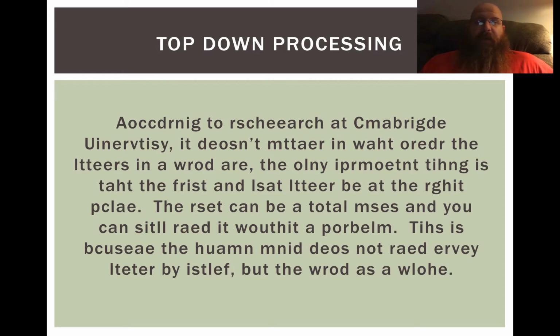All right, so this example reads, according to research at Cambridge University, it doesn't matter in what order the letters are in a word. The only important thing is that the first and last letter be at the right place. The rest can be a total mess and you can still read it without problem. This is because the human mind does not read every letter by itself, but the word as a whole. This is another example of top-down processing. All right, we are using our past experiences to fill in what's going on.